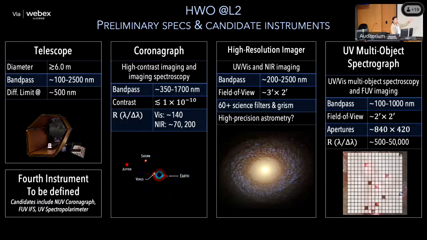stars. Then we have our workhorse instruments, things that we're used to, like WFC3 or NIRCam, and a UV multi-object spectrograph. And that will really be revolutionary. I imagine the way we can do multi-object spectroscopy from space in the infrared, but now in the ultraviolet. There's also another instrument bay, and the 4th instrument is still to be defined, but some candidates include a near UV coronagraph, a far UV IFU, and a UV spectropolarimeter.